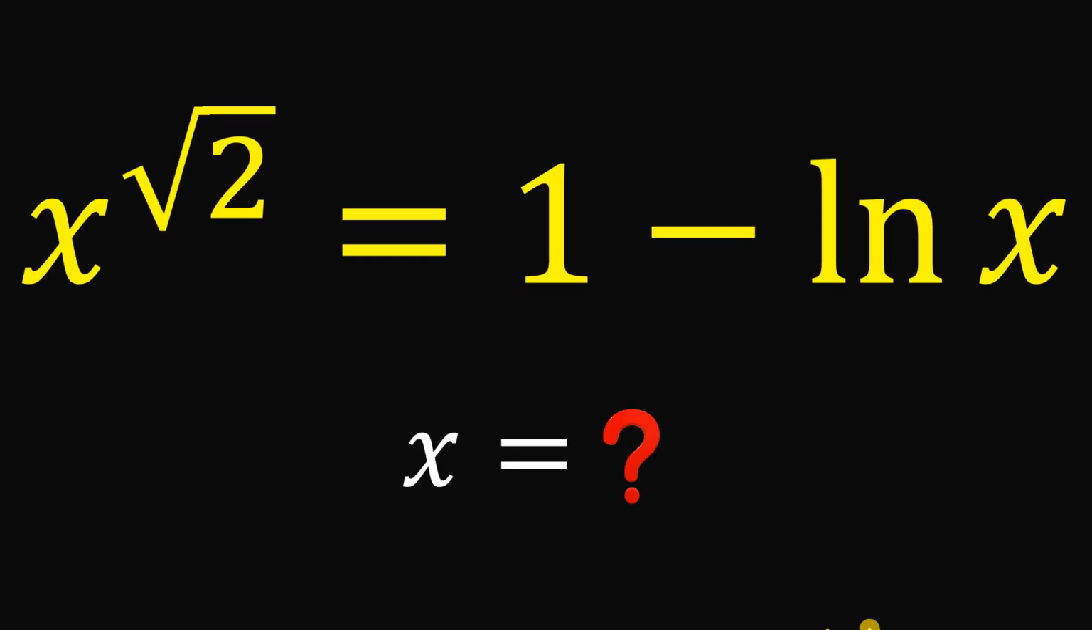For today's question, we're going to answer an algebra challenge coming from one of our followers. The question goes like this: find real values of x that satisfy this equation, x raised to the power of square root of 2 equals 1 minus ln x. Pause this video right now and see if you can answer this question, because I will show you the solution in 3, 2, 1.